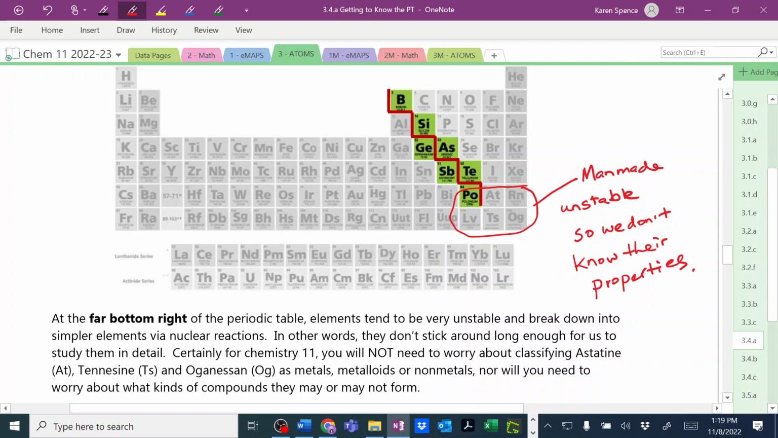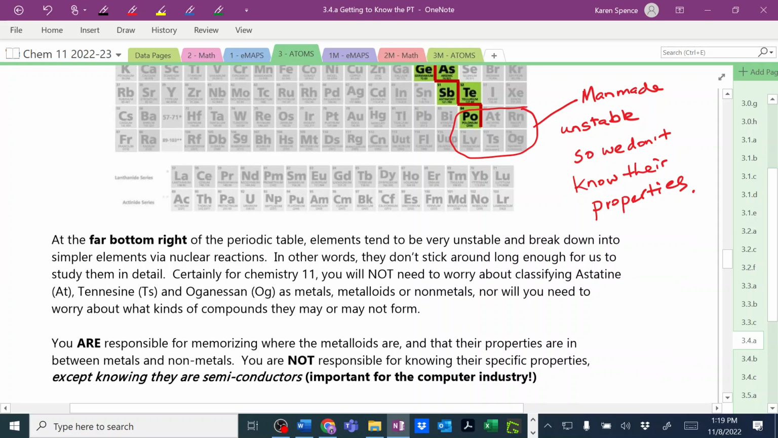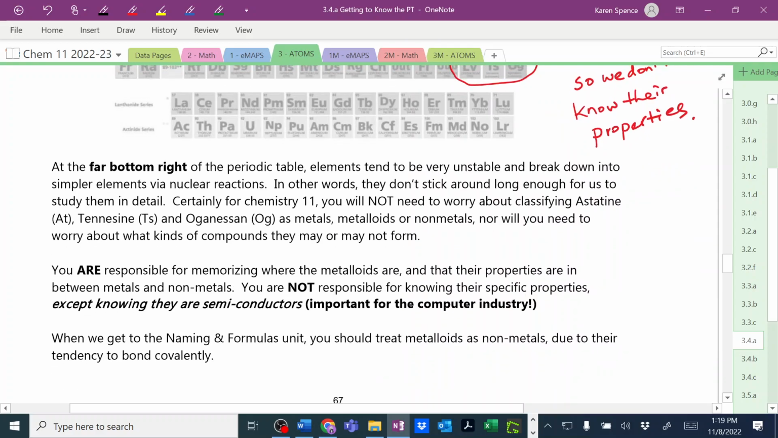Okay, you don't need to know about tennessine, astatine, oganesson. There is one thing that you need to know about metalloids and their properties, other than just knowing they're in between. You don't need to memorize their properties. But there is one you need to know, and that is that they are semiconductors.